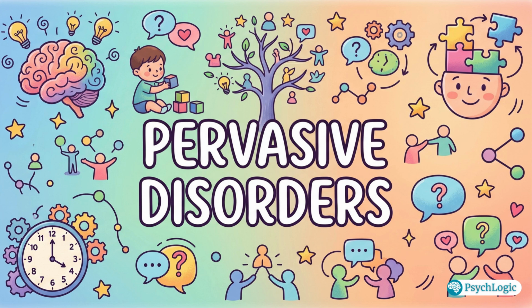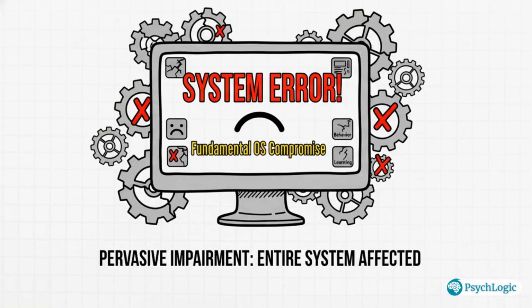Now let's completely flip that idea on its head and look at our next category: pervasive developmental disorders. The word pervasive gives it away. These conditions have a much broader impact on a child's life. So if we go back to our computer analogy, this isn't a glitch in one program anymore. This is more like a fundamental issue with the entire operating system. It affects how everything works together, how the child interacts with the world, how they communicate, and how they behave.